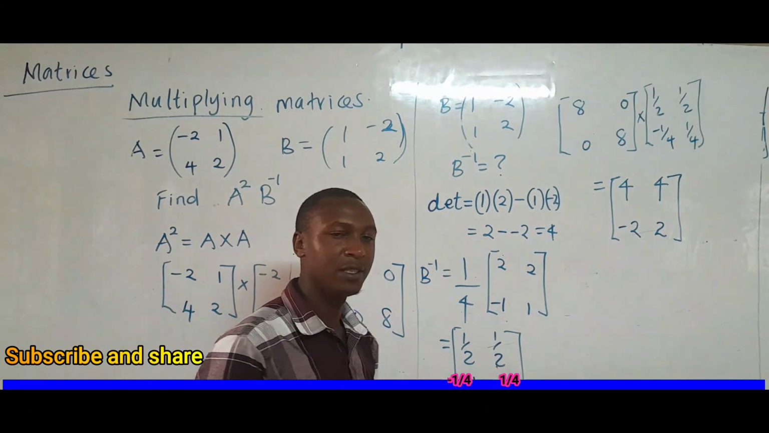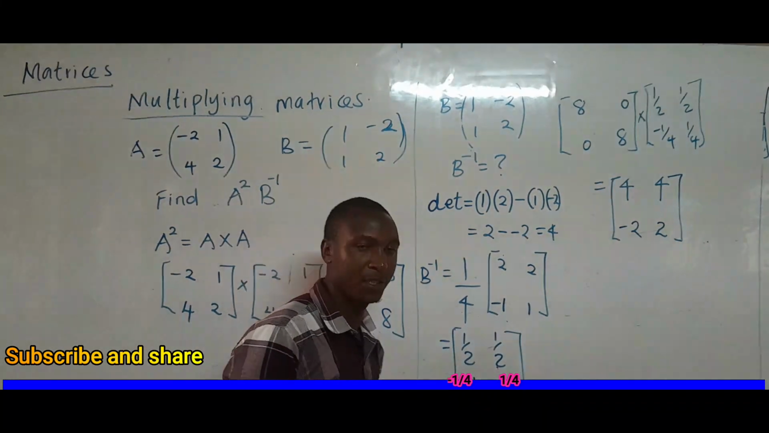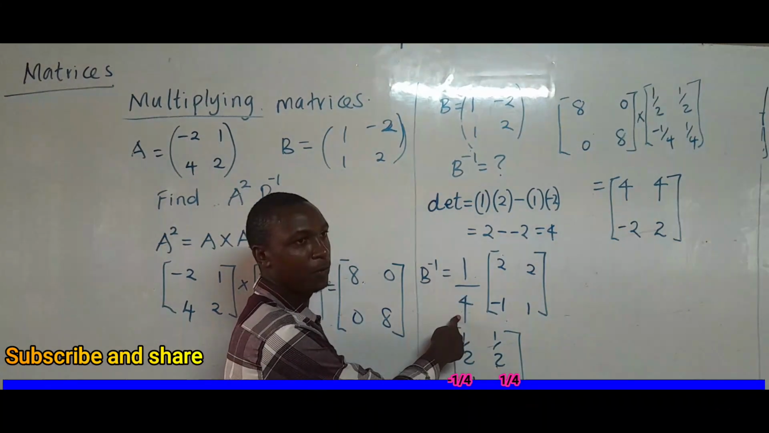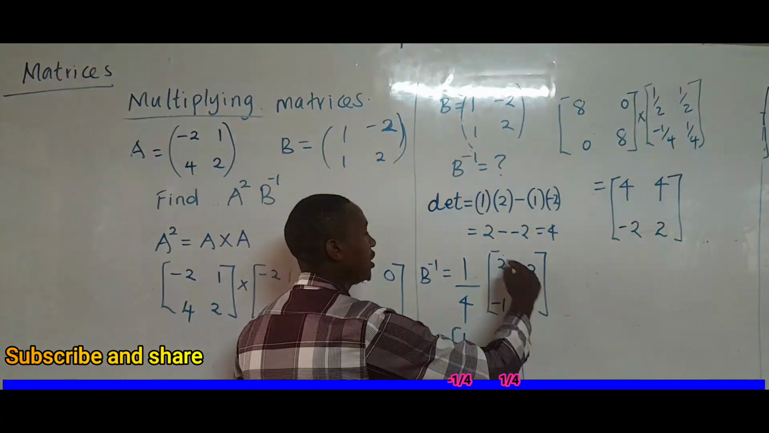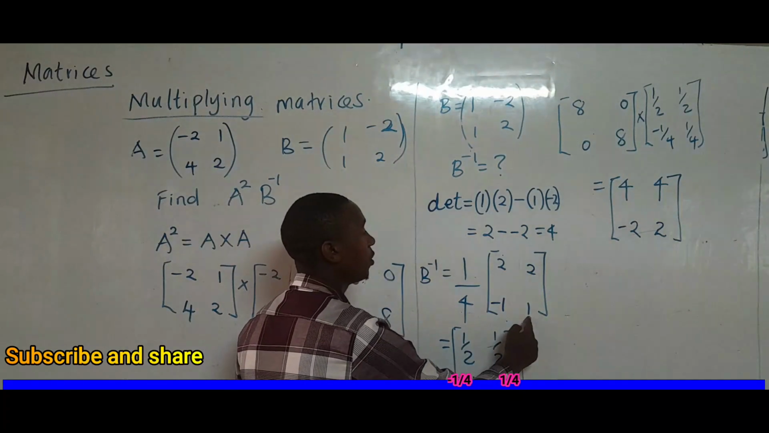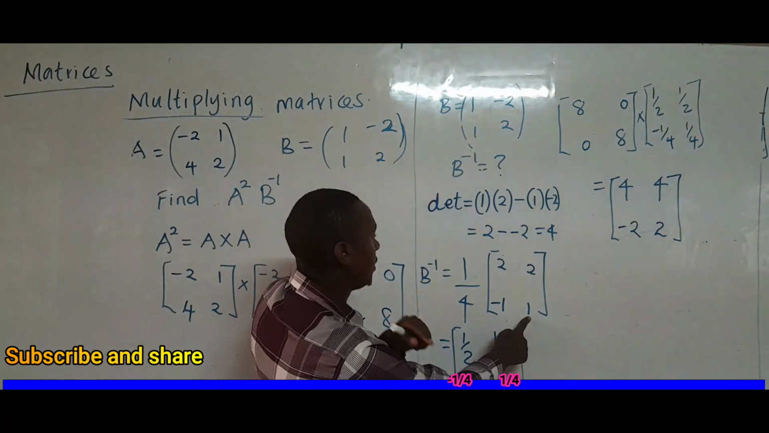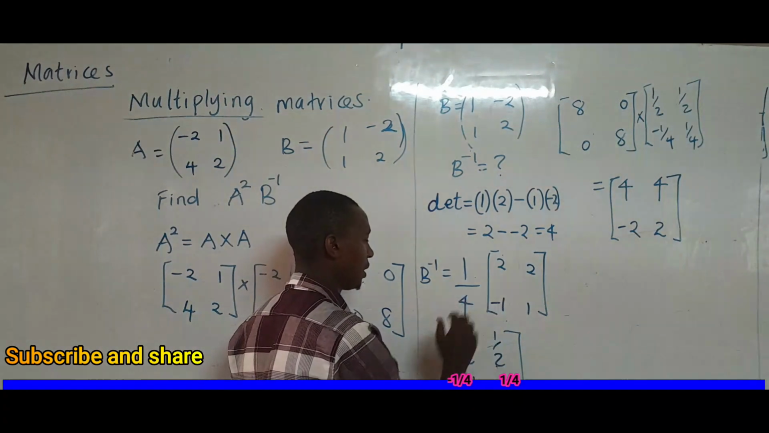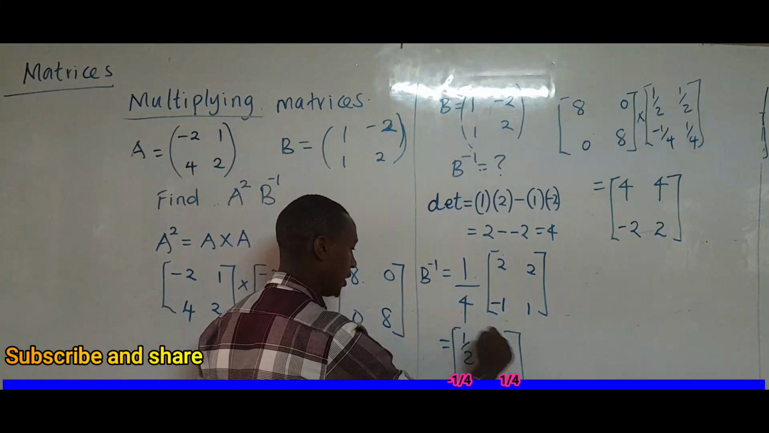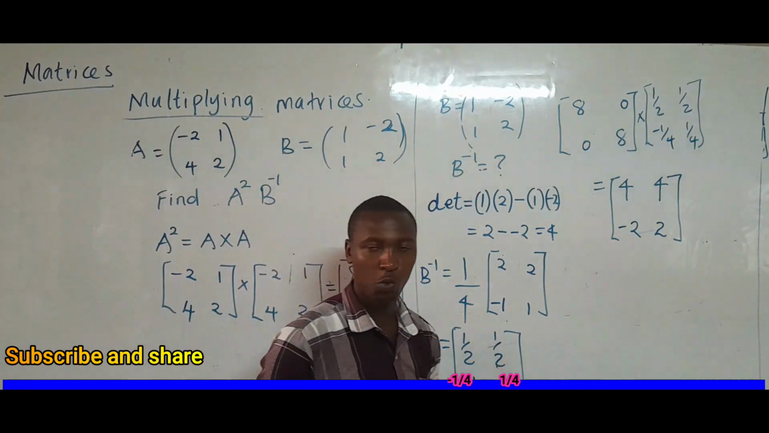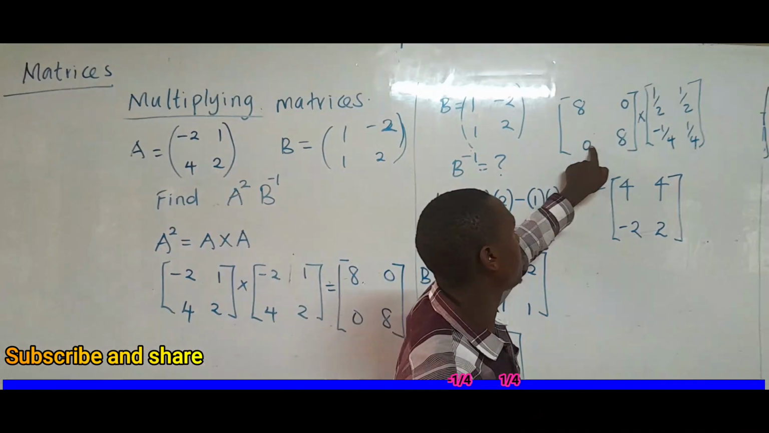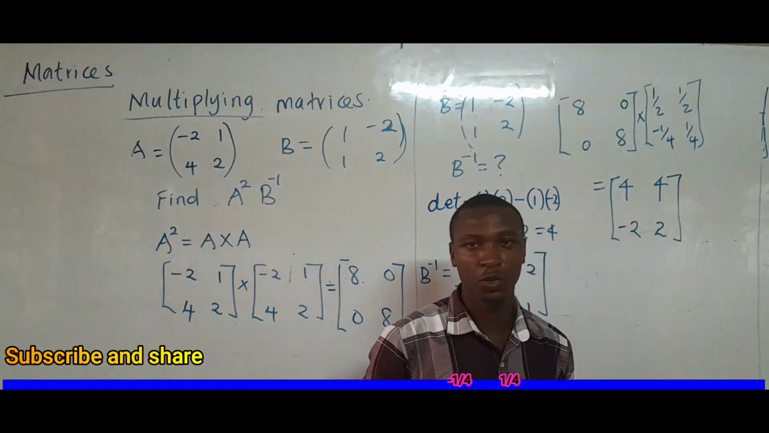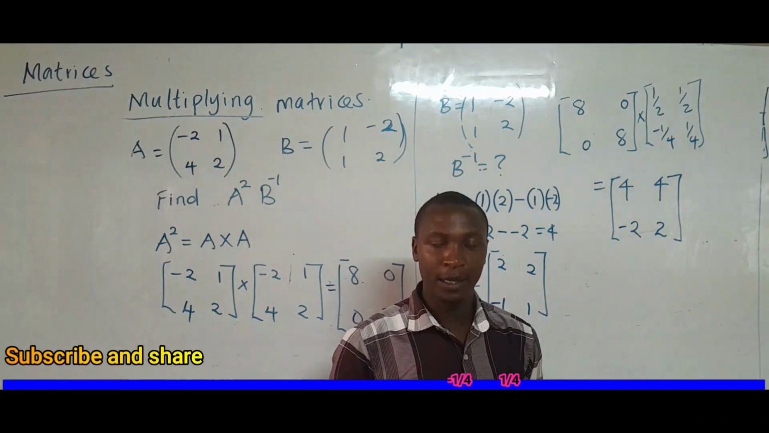And then after you find the determinant, you can proceed to find the inverse. How do you find the inverse? The inverse is found by finding the reciprocal of the determinant, and then you interchange the elements of the leading diagonal, as I did it, and you change the signs of the secondary diagonal, and the inverse is right here. And now finally, we are supposed to work out A squared multiplied by B inverse. After multiplying, that becomes the solution of our problem. And that's how it's done.